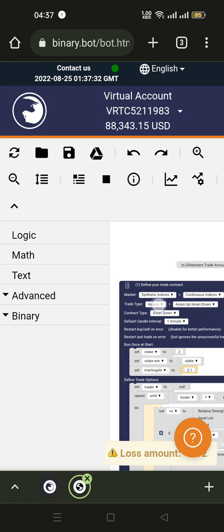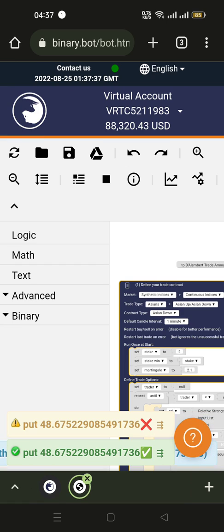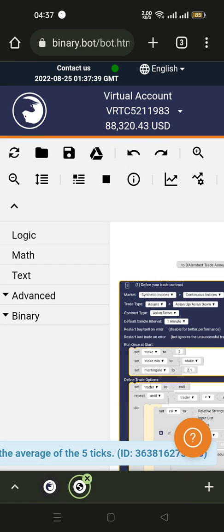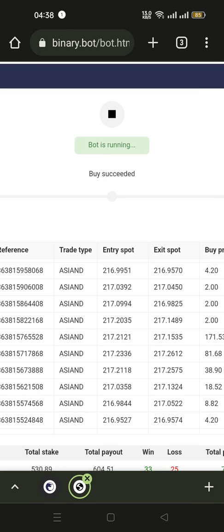Now you can see where we have up and down. I chose Asians. Where we have the fall, I've chosen Asian down. It's almost the same thing because the payout is the same, but that different strategy is giving us a different outcome at this trading at the same time.